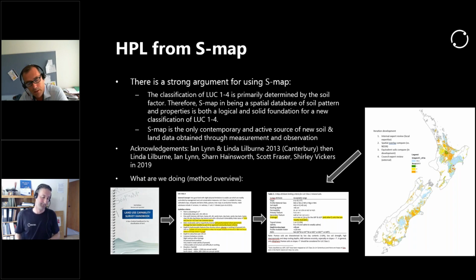Anyway, what we've done is we've gone through the guidelines for each and every LUC class, 1, 2, 3, and 4. We've extracted the guidelines as criteria. We've translated those criteria to SMAP attributes. And then we've coded it all up as a set of rules for each LUC class. Crank the handle, produce a map of New Zealand from SMAP data. This is an old map of coverage, I think from 2019, so it doesn't show extensive coverage. And then it's just an iterative process of checking and validating.